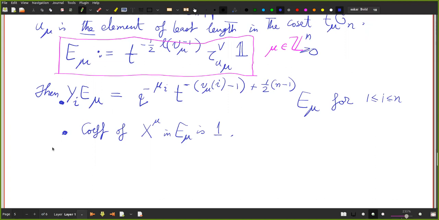Any more questions or comments? Can we somehow specialize this? If I take Q equal to T here, do I get a non-symmetric Schur polynomial? Sorry, Aritra, your voice broke. Could you repeat? If you put Q equal to T here, then do you get a non-symmetric Schur polynomial?